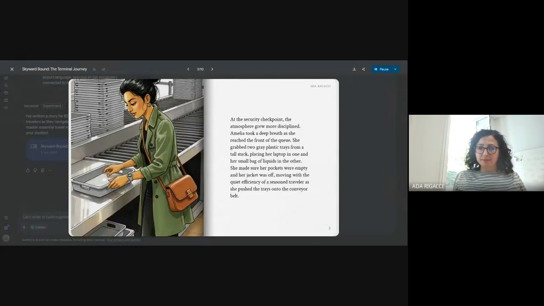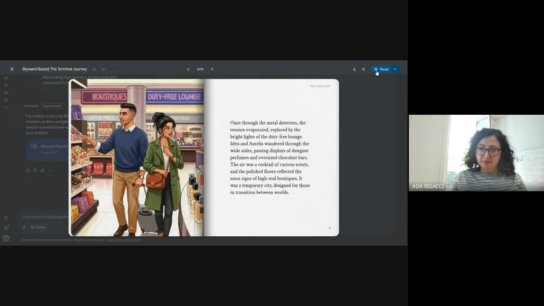At the security checkpoint, the atmosphere grew more disciplined. Amelia took a deep breath as she reached the front of the queue. She grabbed two gray plastic trays from a tall stack, placing her laptop in one and her small bag of liquids in the other. She made sure her pockets were empty and her jacket was off, moving with the quiet efficiency of a seasoned traveler as she pushed the trays onto the conveyor belt. Once through the metal detectors.